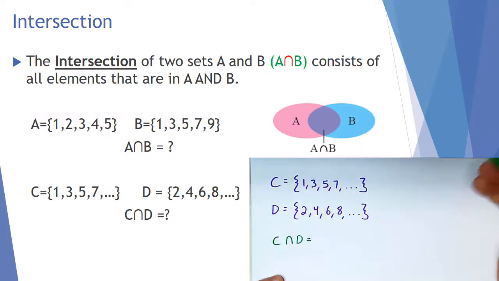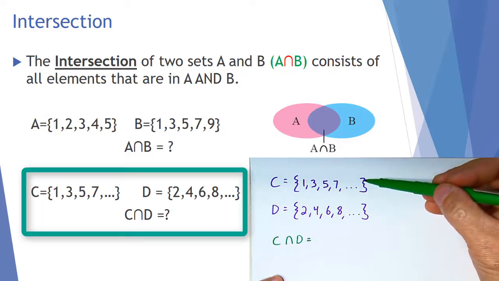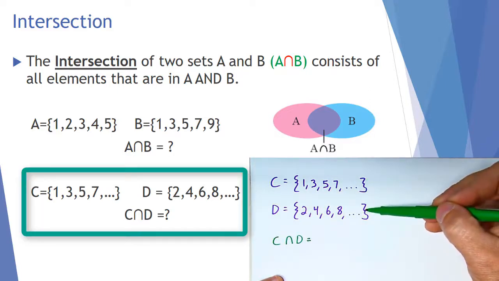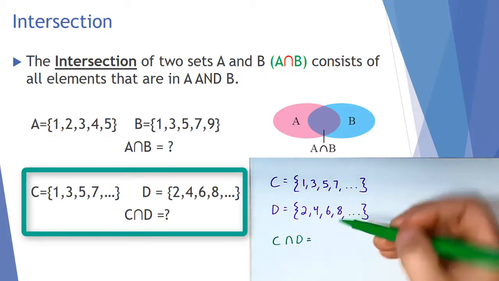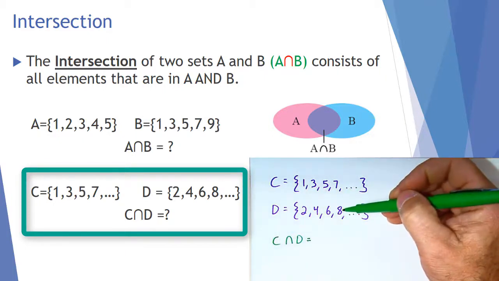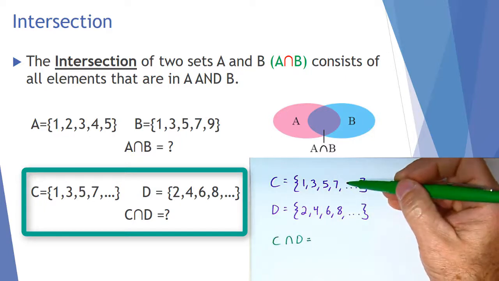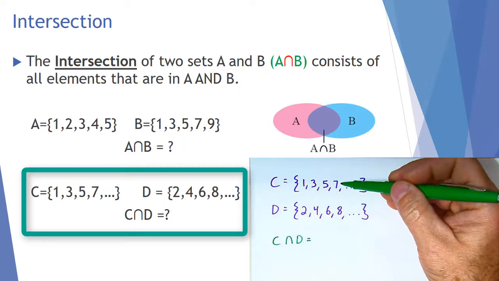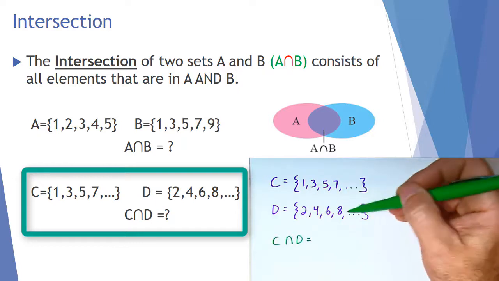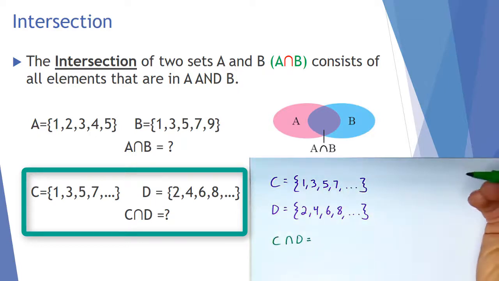For our second example here, C still consists of our odd numbers and D consists of the even numbers. So what will C intersect D look like? What are the elements that are in both? Well, are there any numbers that are both odd and even? That is to say, what numbers are in 1, 3, 5, 7, and so on, and 2, 4, 6, 8, the evens? There are none.